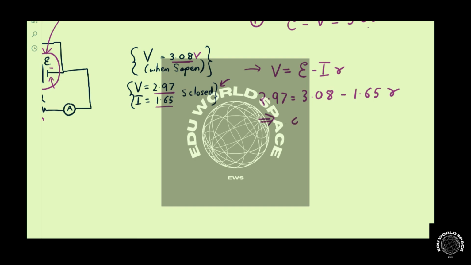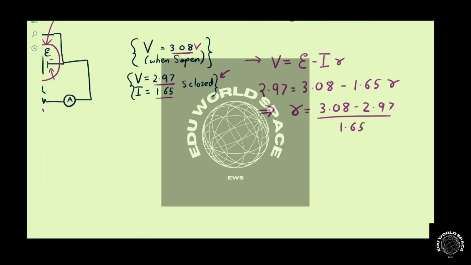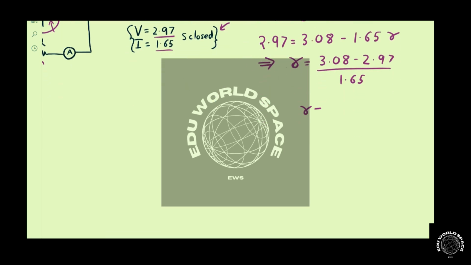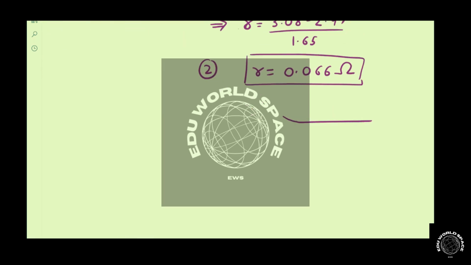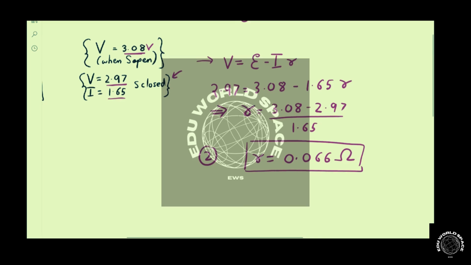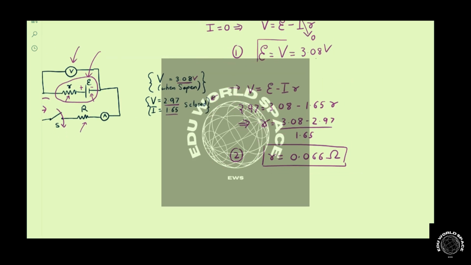Rearranging things, we get r equals 3.08 minus 2.97 divided by 1.65, which tells me that r equals 0.066 ohms. Good. We have measured our internal resistance as well. Good. So we have our EMF and we have our internal resistance.